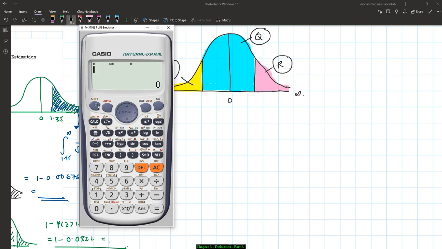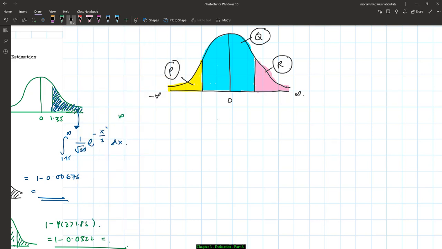So we click on shift 1, right? So find distribution, number 5. Some calculators have it until 7, right? So find distribution, DISTR. Click number 5. So it is having 1, 2, 3 and 4. We are going to fully utilize 1, 2, 3: P, Q and R.